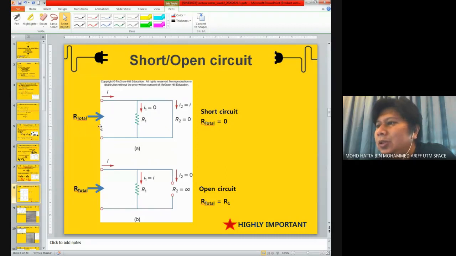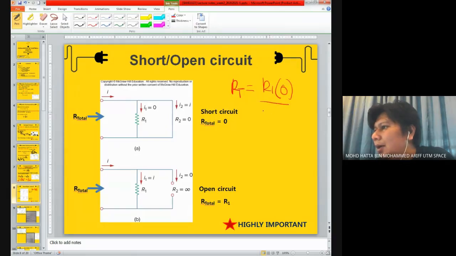One more thing is the total resistance. If you try to get the total resistance of a short circuit, the total resistance over here is equal to zero. You can prove it by using this equation. For example, R total equals R1 times 0 divided by R1 plus 0. So 0 divided by R1 is equal to 0.